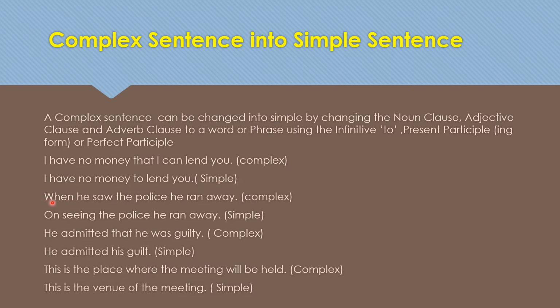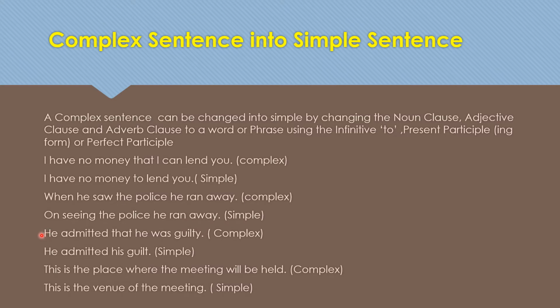So I have no money to lend you is a simple sentence. The second example, when he saw the police, he ran away. This is a complex sentence. Main clause: he ran away. When he saw the police is the subordinate clause. So it's a complex sentence. We have to make it simple. Here we have used the present participle, the ing form of the verb. So saw, we have changed it to see. On seeing the police, he ran away.